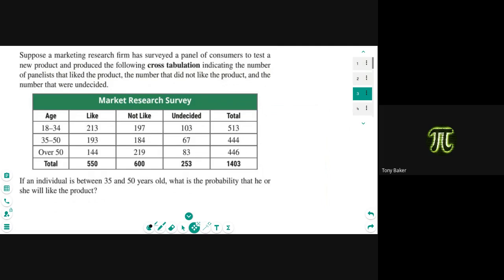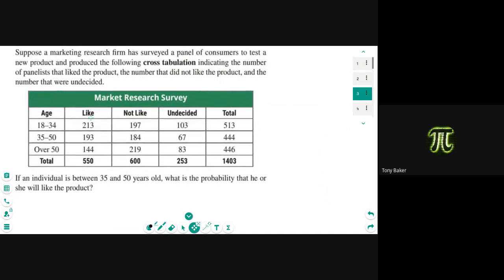So there's one word missing in mine. I didn't say given. And that's the big difference. So if I was just looking at an 18 to 34-year-old that liked the product, I would do the 213 out of the 1403, out of the full total. Because I was just looking at this and that out of the whole thing. So that is just 213 over the 1403.